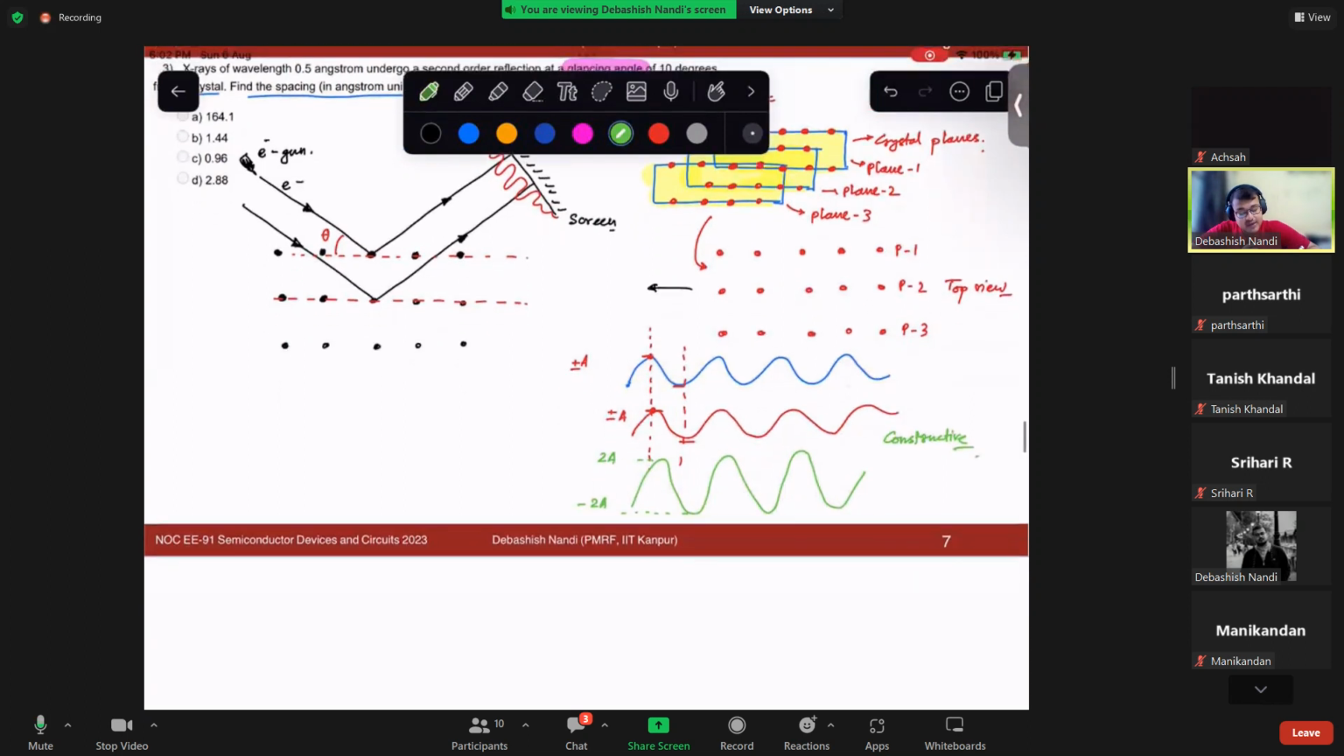And what about destructive interference? Destructive interference is when you have a wave like this. The peak value of this is matching with the valley of this, right? So what will you have? You will have just a zero line. If you add this black and this blue wave, you get the zero line. That is called destructive interference.